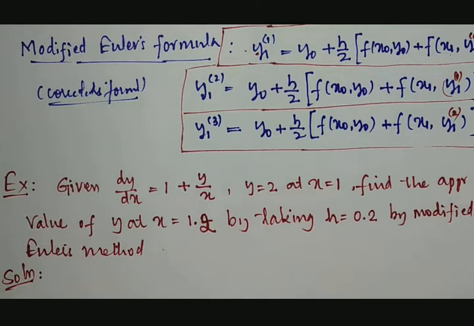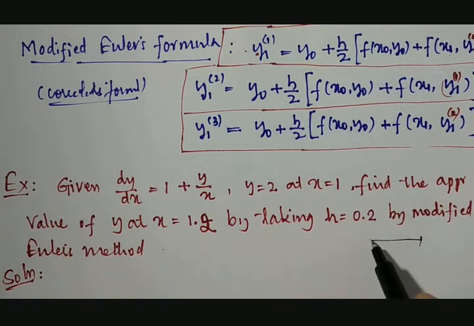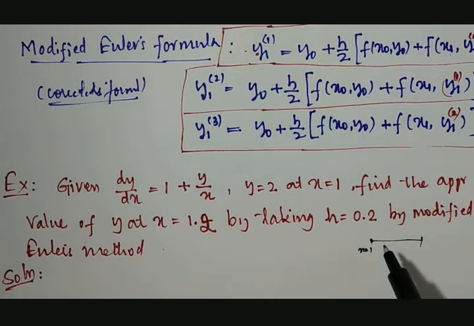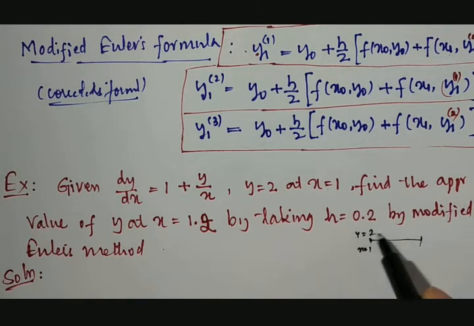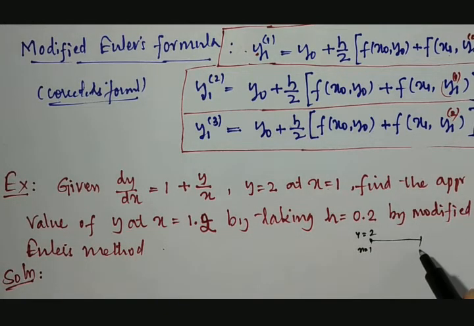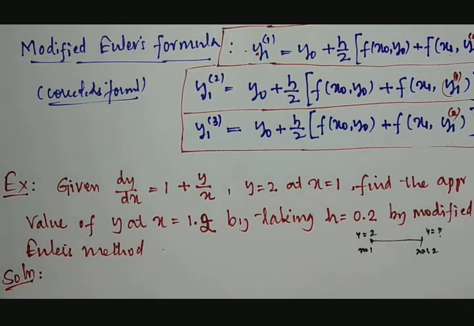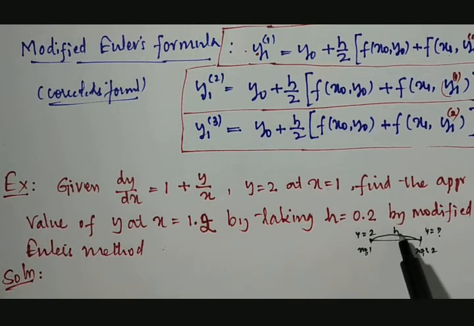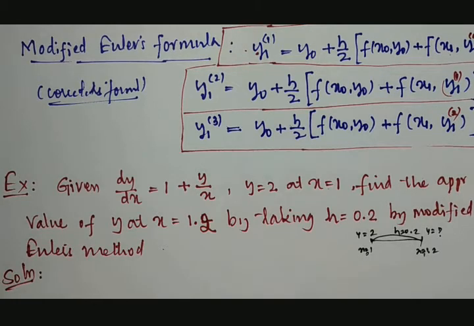So in this case, what to do? Very first thing, we need to understand what exactly it is. If you see this, the value of x given is 1, and its value of y is 2. We need to obtain the value of y at x is equal to 1.2. And the step length from the initial value, from x0 to x1, is h is equal to 0.2. Yes, from 1 to 1.2, it is 0.2.